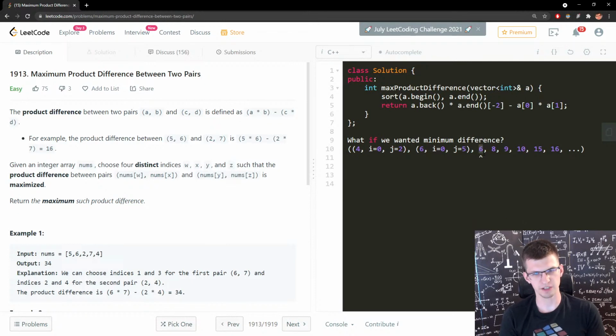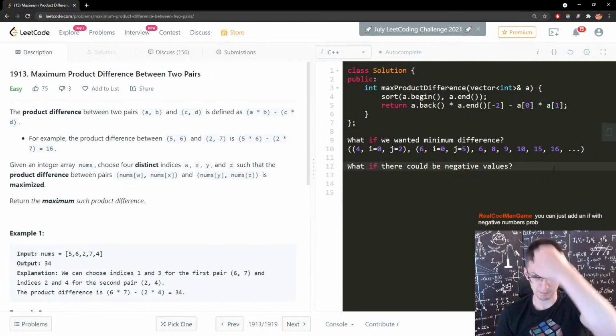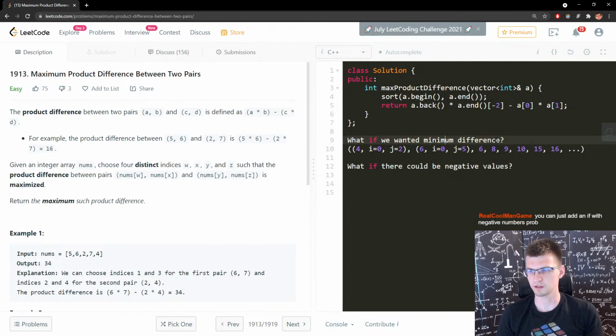With negative numbers that would be more interesting. I agree. Yeah, that's the second question we can think about later. What if there could be negative values? But still, this one is harder. Still, I just hope that we can do it in n squared times log of n. I don't know if that's possible.